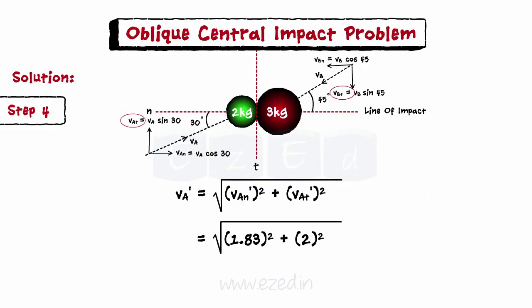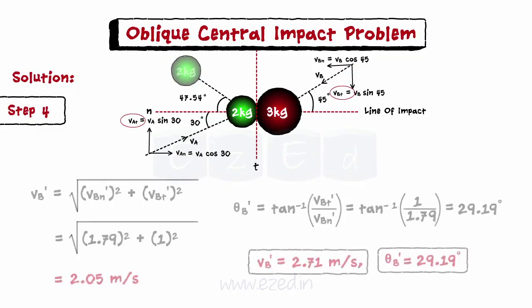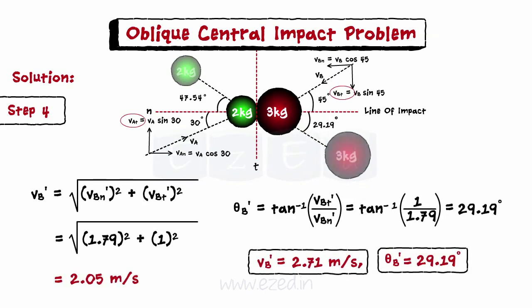On substituting the value, we get 2.71 meters per second. Now, the angle at which the VA vector will act is 47.54 degrees. Similarly, we find the velocity and angle at which the VB vector will act.